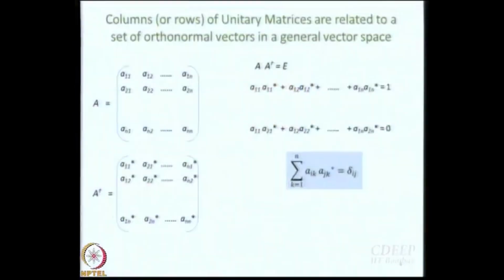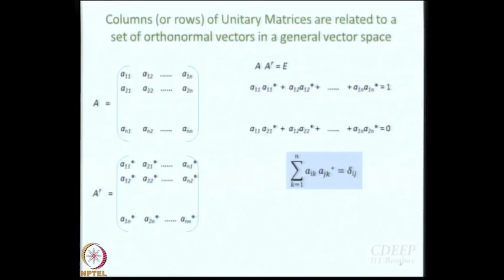Now, I had asked you to try and write down the general expression. I have invoked k as well, right. So, sum over k equal to 1 to n A I k A j k star equal to delta I j. It is a little easier to write if you invoke k, right. Okay. What is delta I j? It is the Kronecker delta. So, when these are the same, then it is 1, when they are different, then it is 0, that is all.